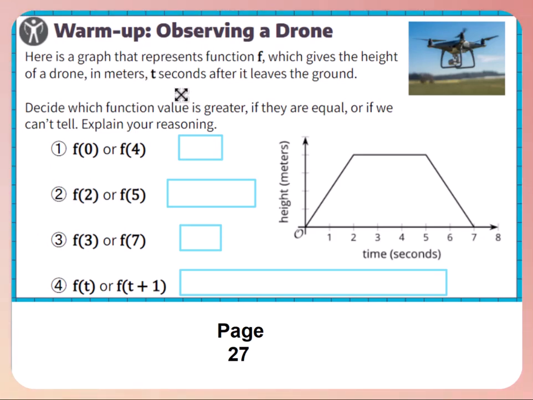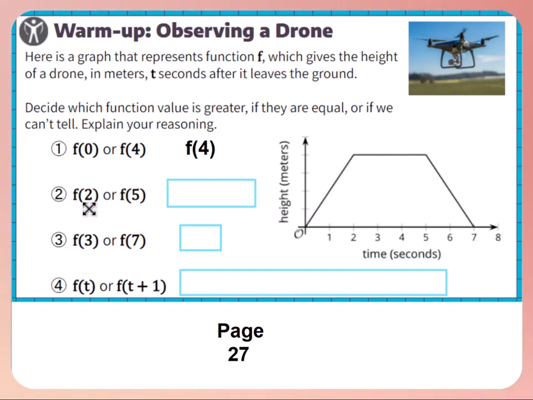Welcome back. For f of 0, the input is 0, so the output is going to be 0. The height's going to be 0 when we start. But after 4 seconds, the height is going to be 1, 2, 3, 4. It's going to be at 4 meters. So f of 4 is going to be greater than f of 0.